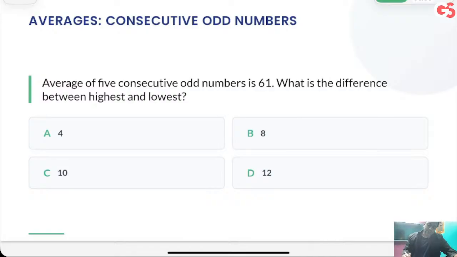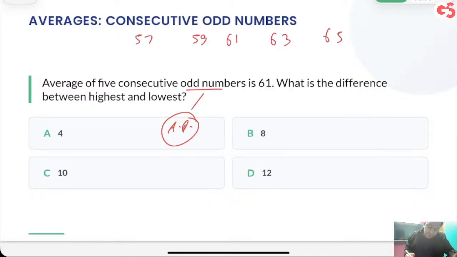Five consecutive odd numbers. You know what? Odd numbers form an arithmetic progression. And if it is an arithmetic progression, the middle term is always the average. तो पांच चीजें हैं, बीच में 61 होगा। इसके पहले और ऑड नंबर है, दो पीछे जाओ, दो और पीछे जाओ, दो आगे जाओ, दो और आगे जाओ. Difference between the highest and lowest, 65 minus 57 is what you need to find out. Right? The answer is 8.